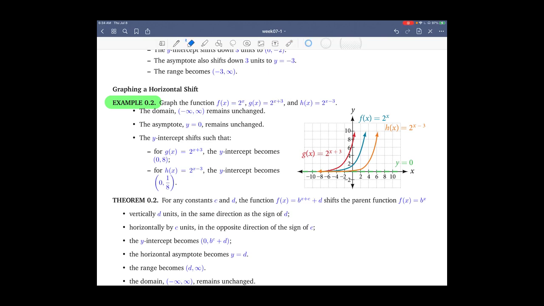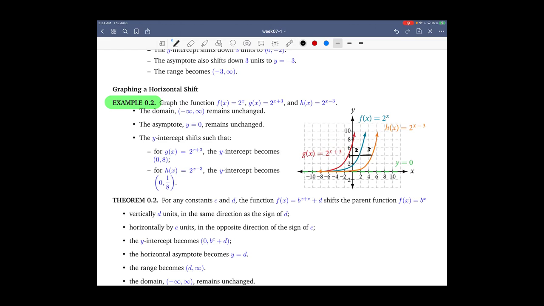As we know, this corresponds to a horizontal shift. And indeed, we see the graphs on the right. 2 to the power x is in blue. The function 2 to the power x minus 3 is obtained from the blue curve by a shift to the right by 3 units. And the red curve is the graph of the function 2 to the power x plus 3. It's obtained from the blue curve by a shift to the left by 3 units.